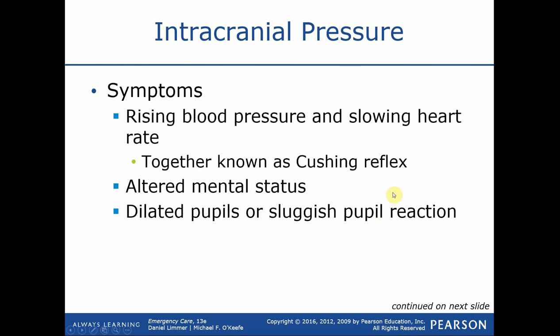Altered mental status, I think, speaks for itself, right? If we can be altered from a simple concussion, we can certainly be altered from a significant traumatic brain injury. And then dilated pupils or sluggish pupil reaction, that's going to be a later sign. The sluggish pupils is something we could see right away, even with a concussion. As we evaluate pupils, they may respond to us, but maybe they're kind of slow to respond. When they become dilated, you'll hear the term blown pupil.